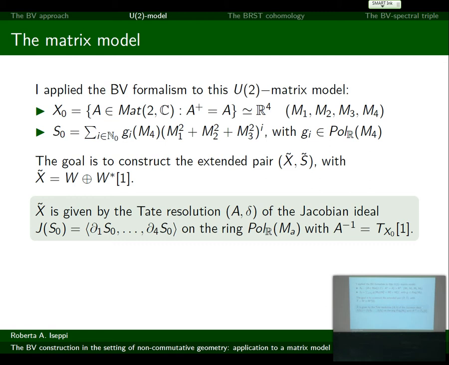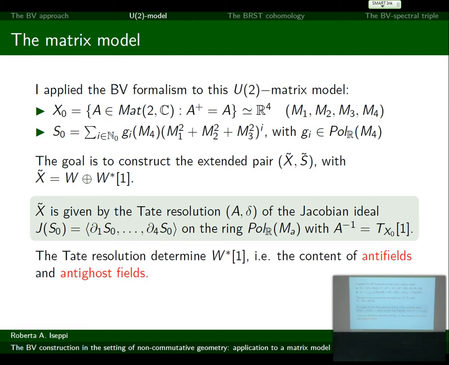And here we have one more condition. It comes from the fact that with the Tate resolution, what we are determining is just this part. Namely, we are determining the negatively graded part of this X tilde. So more or less, we are detecting what the anti-fields and the anti-ghost fields are in this construction.